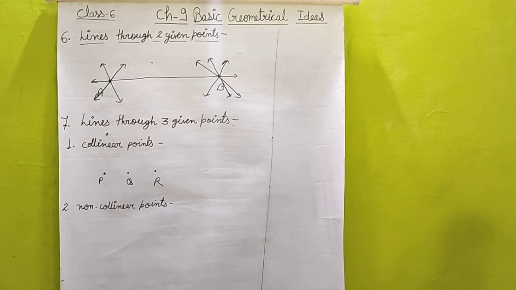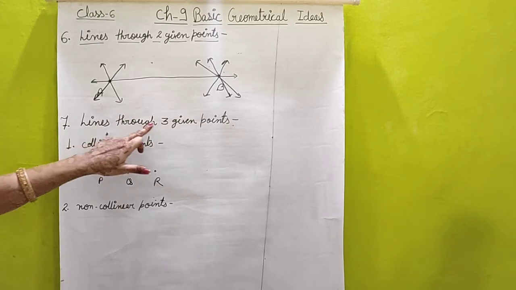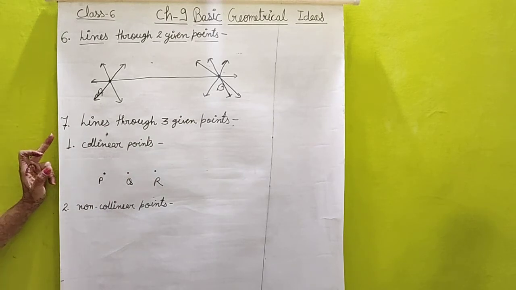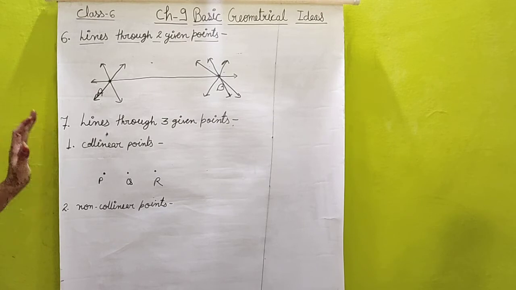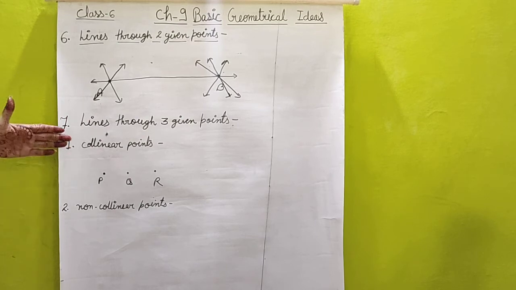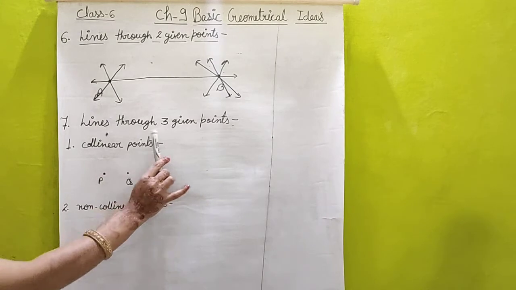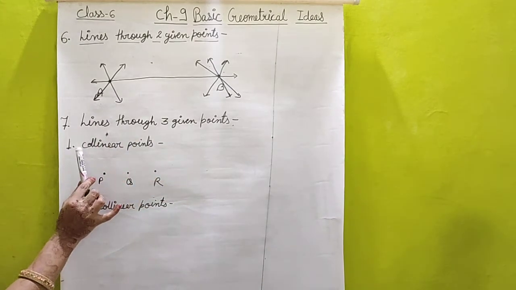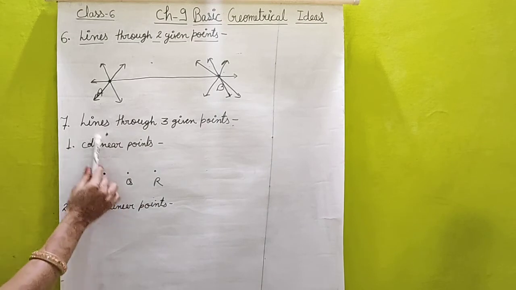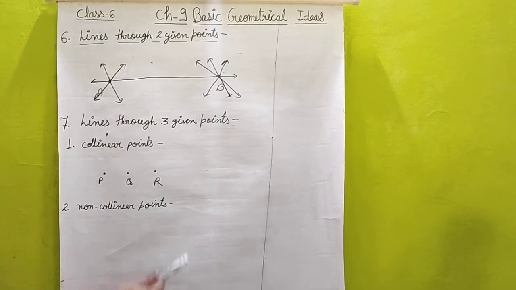Students, 7th point, lines through 3 given points. First of all, in this point we discuss collinear and non-collinear points because we will take the help of these two in point number 7. That's why I explained them first. Now, lines through 3 given points. Case 1 is when the 3 points are collinear. Case 2 is when the 3 points are non-collinear.